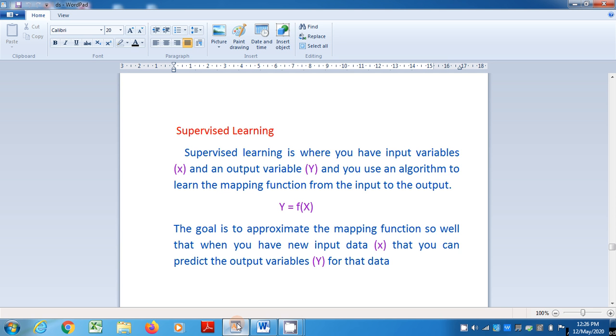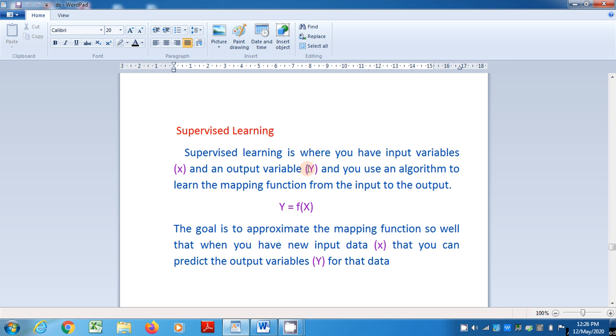Supervised learning. Supervised learning is where you have input variable x and output variable y, and you use an algorithm to learn the mapping function from the input to output. So the function is y equals f of x. In another way, we can say that x is the independent variable. Based on x, we need to find the output variable. If you supply x as an input to the machine, then the machine automatically predicts the output variable y.